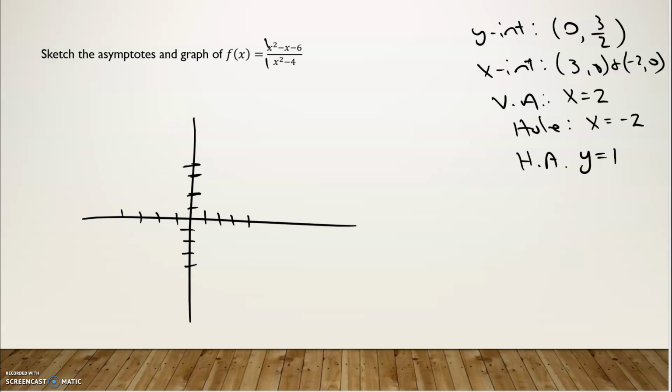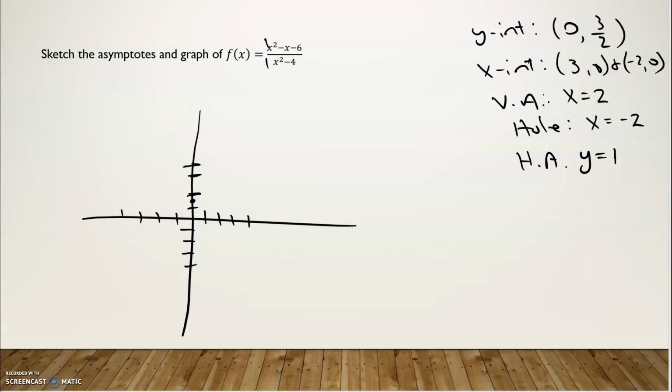Alright, this is section 5.6, part 5. Let's plot what we know. So we have a y-intercept of (0, 3/2). So 3 over 2 is 1.5.